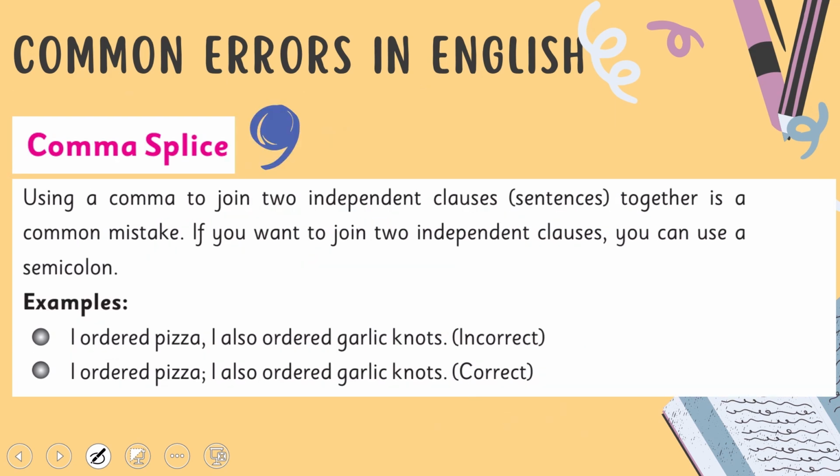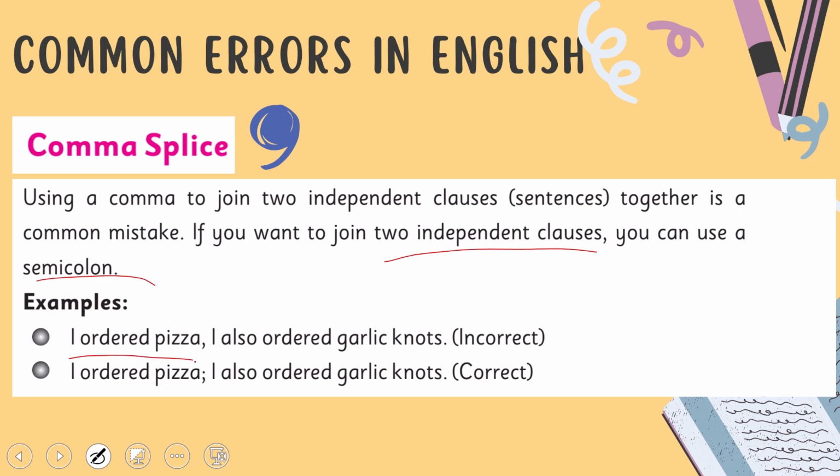Now we are already familiar with comma splice. If you have seen the previous video, you must know what a comma splice is. Using a comma to join two independent clauses together is a common mistake. If you want to join two independent clauses, you can use a semicolon.